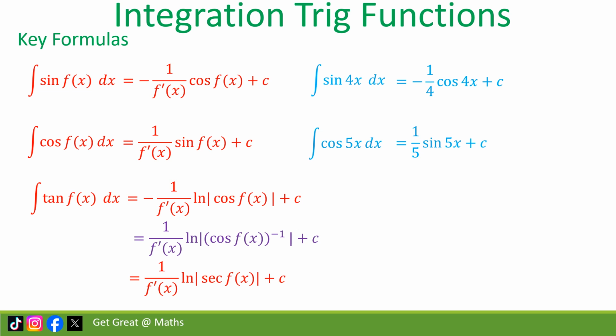Now the two in the red are the most commonly used ones. So you need to know the two in the red. You can write it in either form depending on what the exam question is asking you to do. The purple step in the middle is just showing you how to get from one form to the other form. An example of this is tan of 7x dx. So the differential of 7x is 7, so it's going to be minus 1/7 at the front, ln of cos of 7x plus c, or I could write that as positive 1/7 ln sec 7x.